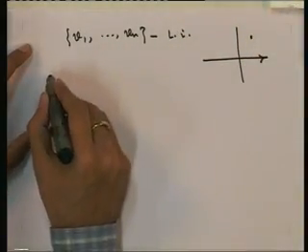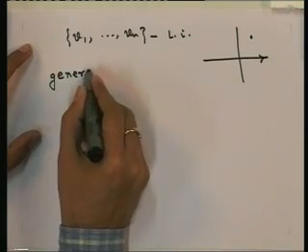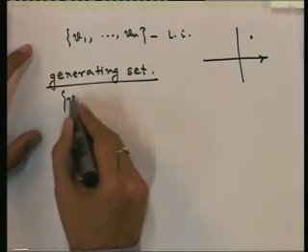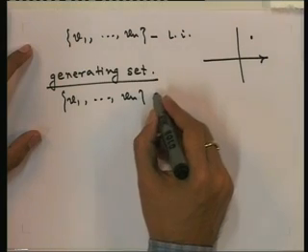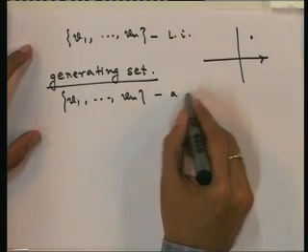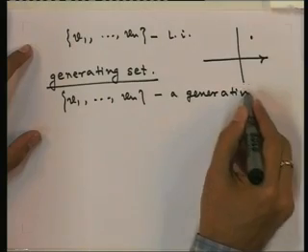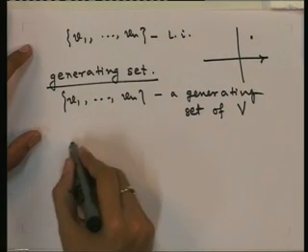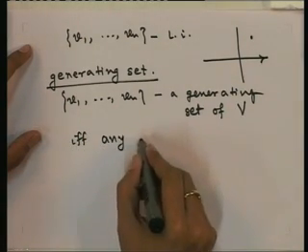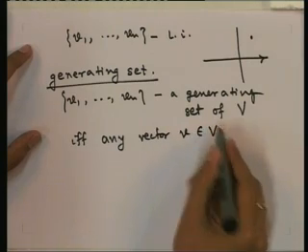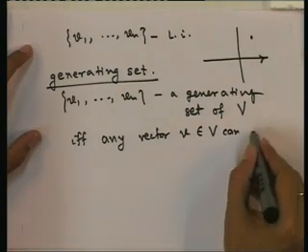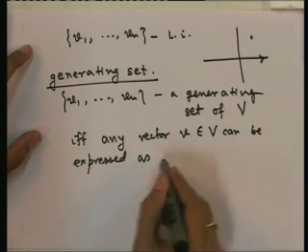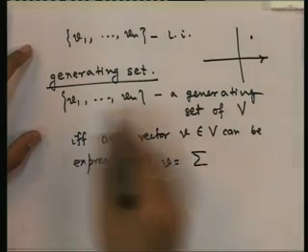So this requires a generating set. So if v1 to vn is a set of vectors, this is called a generating set of the vector space V if any vector v in this vector space can be expressed as a linear combination like this of these vectors.